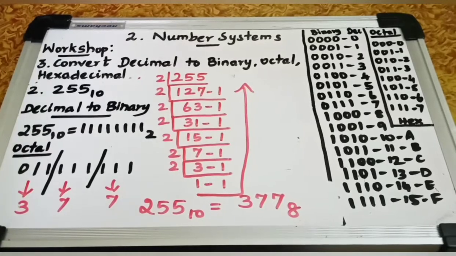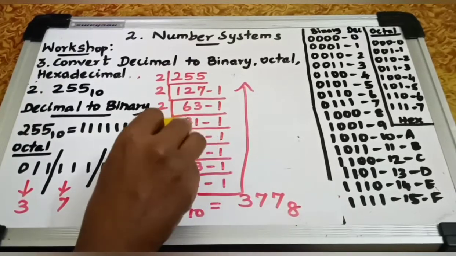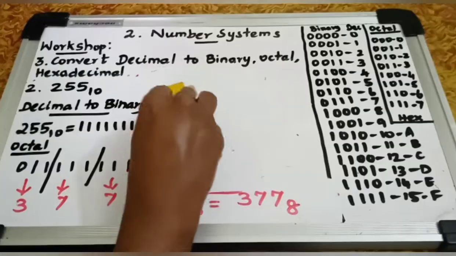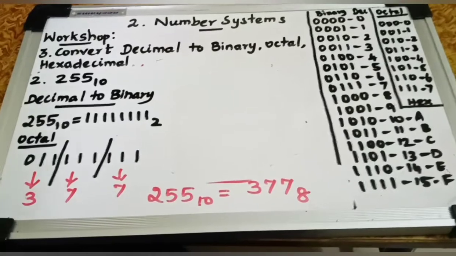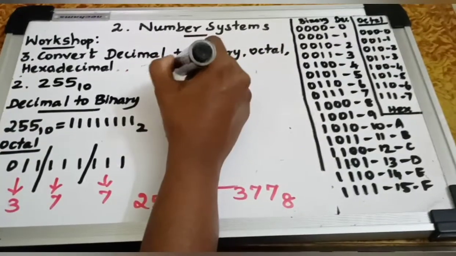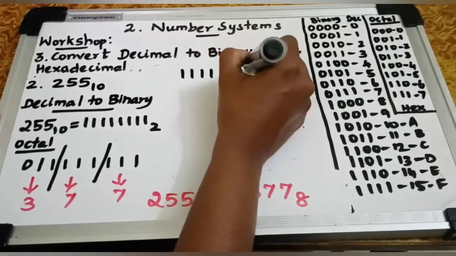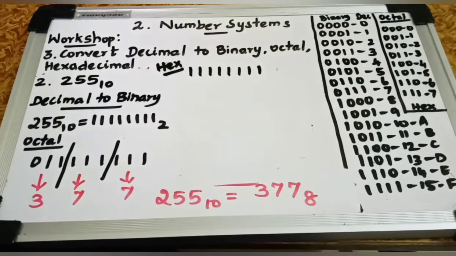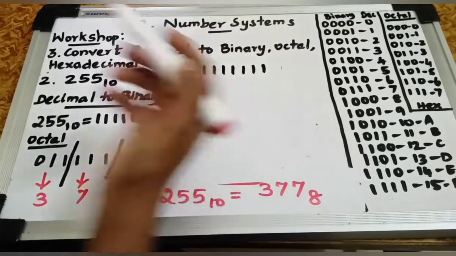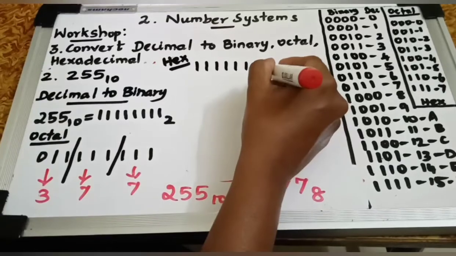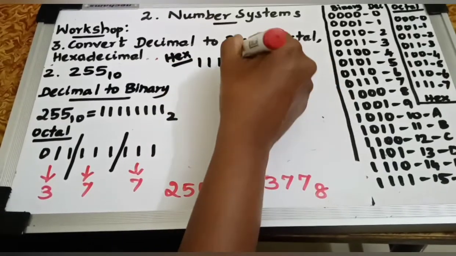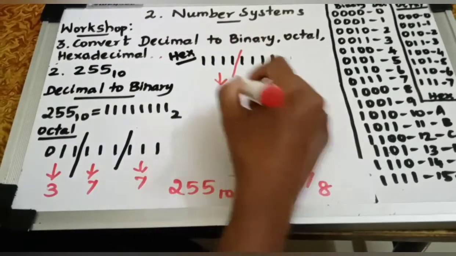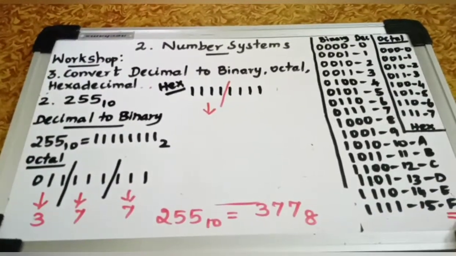The next is to convert to the hexadecimal value. To convert to hexadecimal, write the same binary value, 11111111. So this is hexadecimal. The binary number is divided into 4 digits, split into 4 digits from right to left, 1 2 3 4, 1 2 3 4. What is the answer for 1111? That hexadecimal value is F.